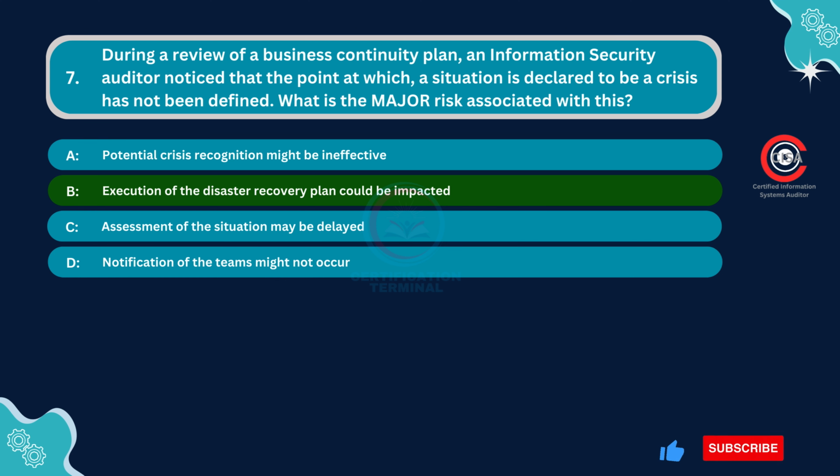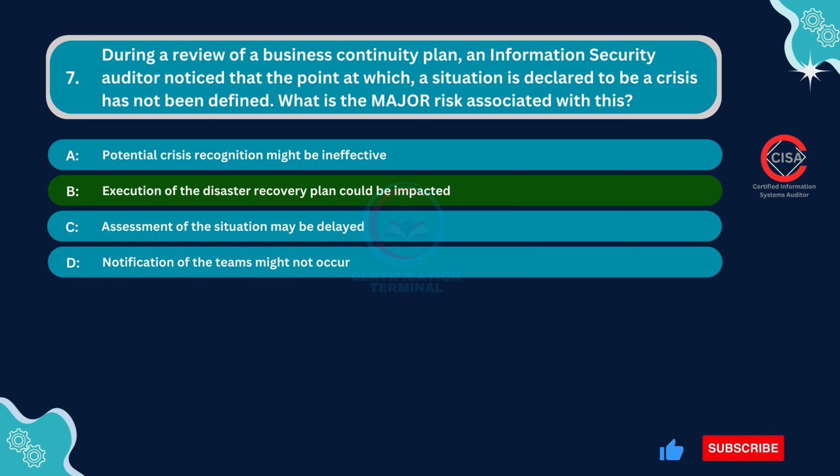The business continuity plan often references the disaster recovery plan for specific actions during a crisis. If the crisis criteria aren't defined, triggering the disaster recovery plan and initiating recovery procedures could be delayed or inconsistent. Choices A, C, and D are steps that must be performed to know whether to declare a crisis. Problem and severity assessment would provide information necessary in declaring a disaster.